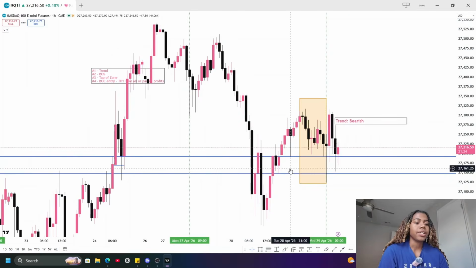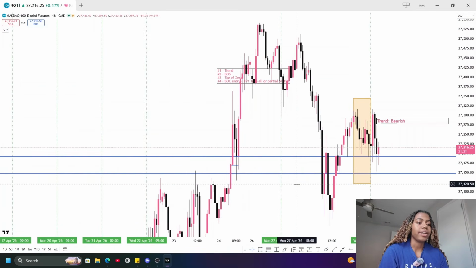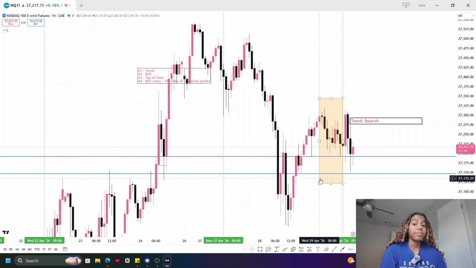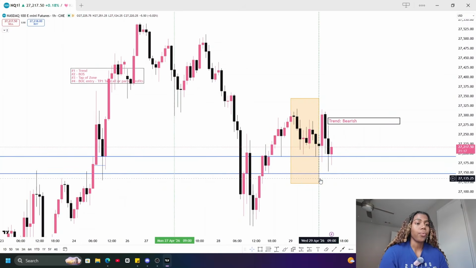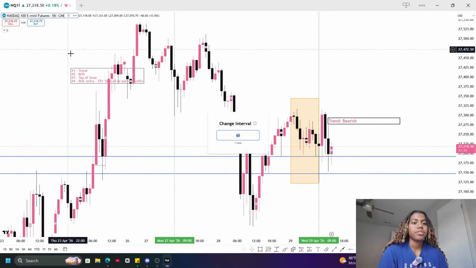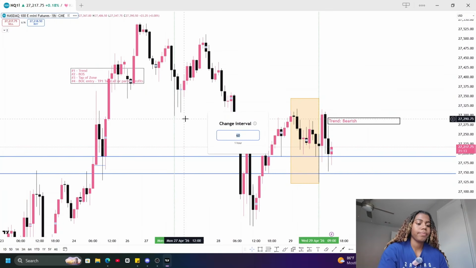I want you guys to take a good look at this blue line that I have here though. It's going to be very important on what happens next in our trade. So we're going to go back down to the 5 minute.